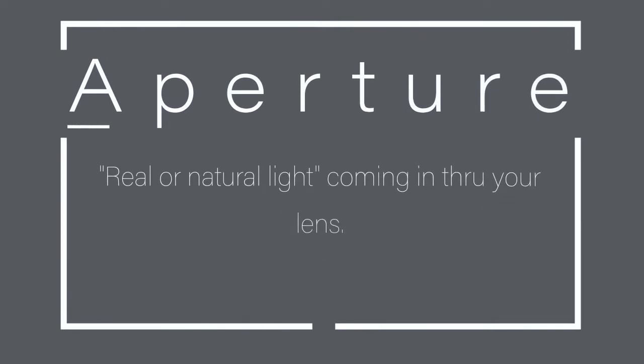Now in this video, we'll be going over aperture. Remember in the first video we talked about ISO being the artificial light coming from the body of the camera? Well, when you think of aperture, think of it as real or natural light coming in through your lens. And your aperture varies upon the type of lens that you have. Your aperture controls how much light comes into the camera. So the lower the aperture, the more light can enter in through your lens. And then the higher the number, the less light can come through the lens.